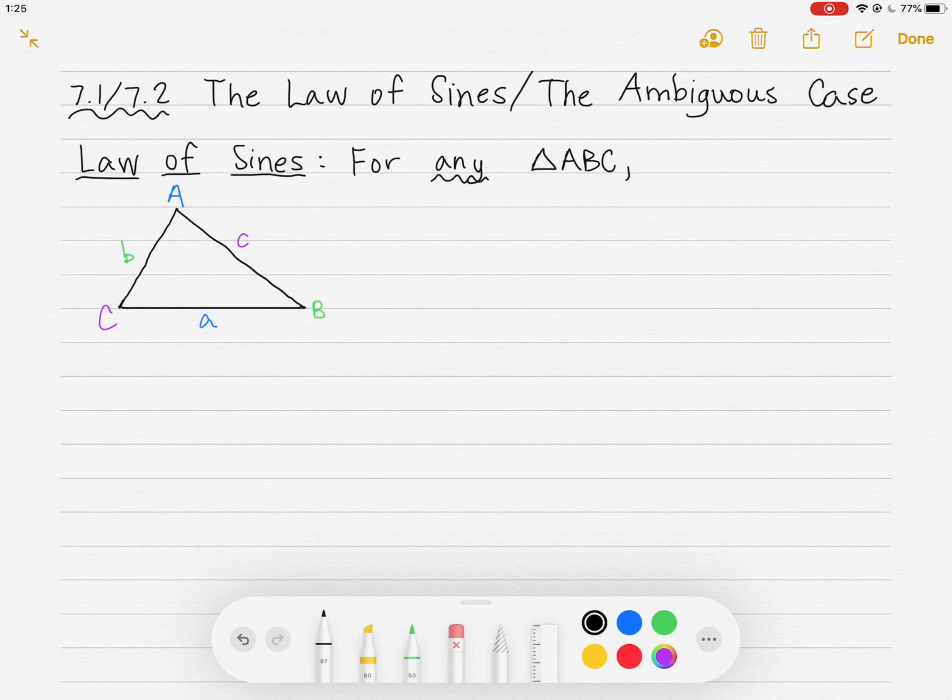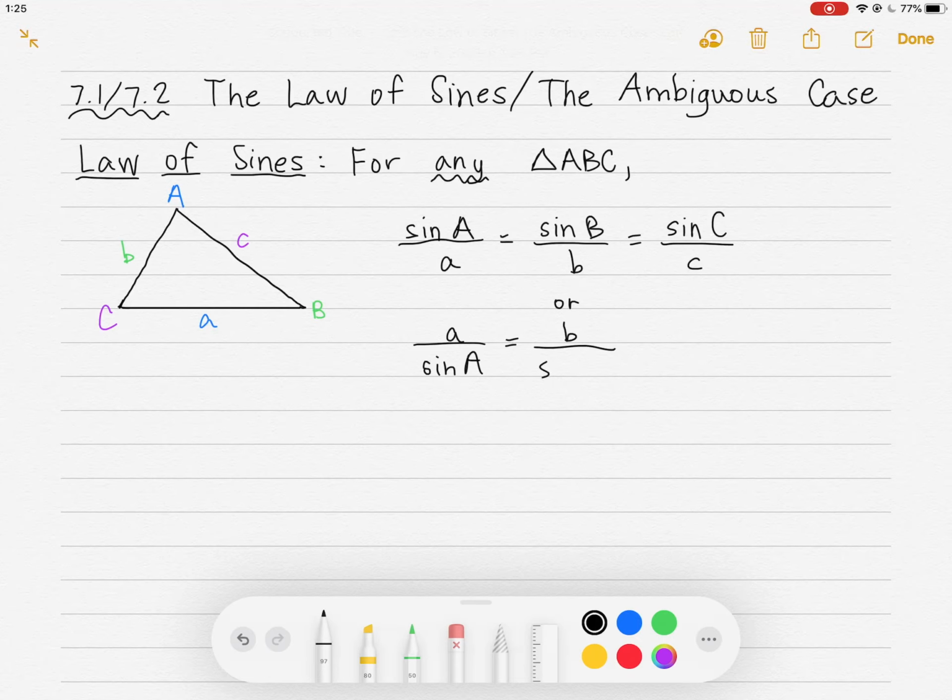Then sine of big A over little a equals sine of big B over little b equals sine of big C over little c. Or these can also be written the other way: little a over sine of big A equal to little b over sine of big B equal to little c over sine of big C.